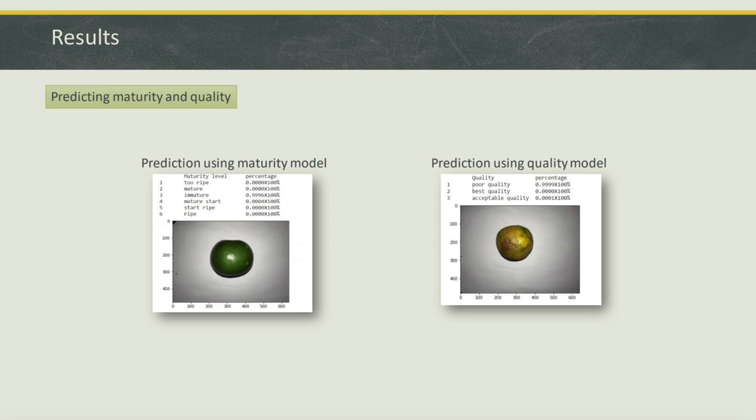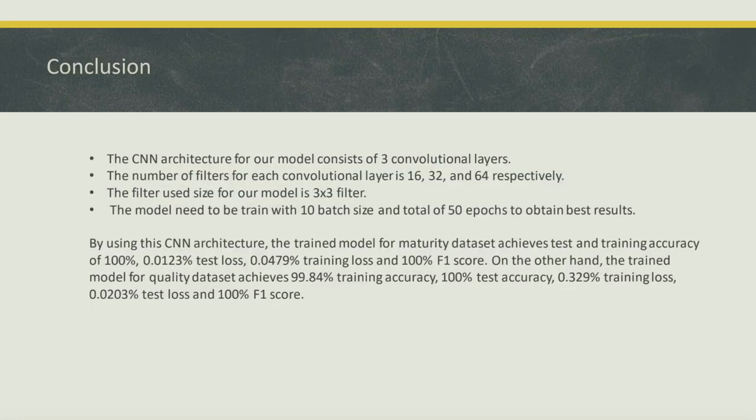In conclusion, the final CNN architecture for our model consists of 3 convolutional layers with 16, 32 and 64 3x3 filters respectively, trained with a batch size of 10 for a total of 50 epochs. The trained model for the maturity dataset achieved test and training accuracy of 100%, 0.0123% test loss, 0.0479% training loss and 100% F1 score.